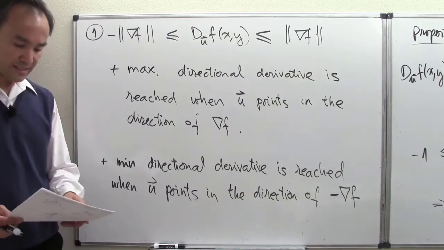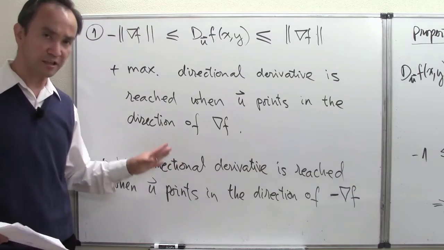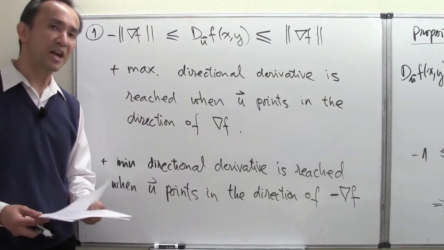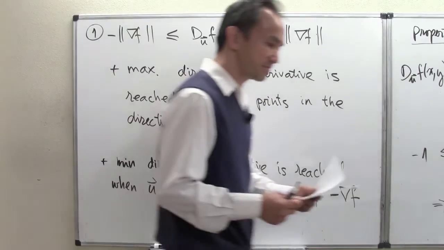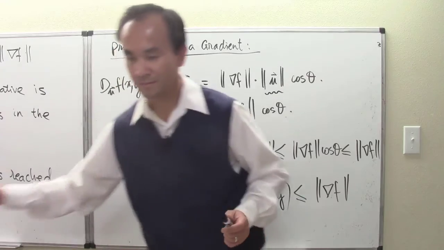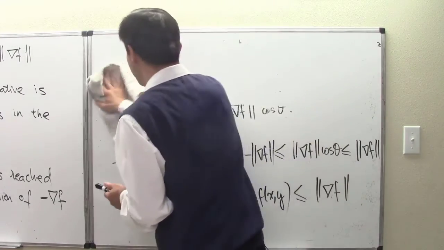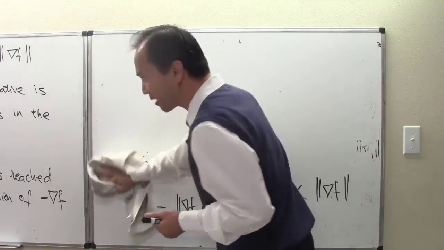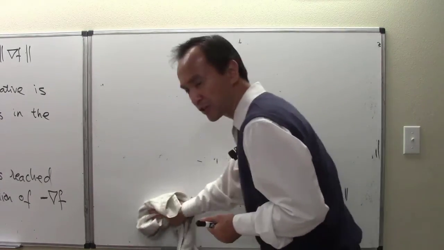Okay, so that's property number one of the gradient vector, and right from this property there are plenty of applications that you can see through the examples. All right, so now we are ready to look at property number two. But before I get into property number two, let me do a couple of demonstrations on the computer screen right here.